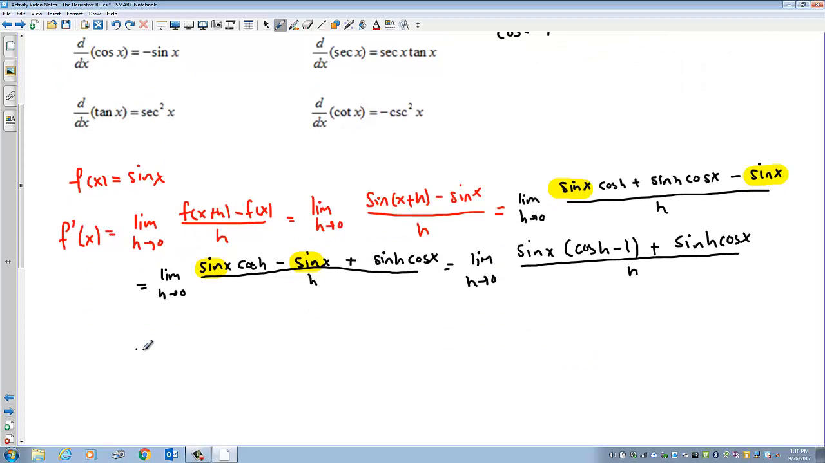And so things are becoming clearer to me. They're probably a little less clear to you, but you'll see kind of what happens in the end. So I just factored out that sine of x from the first two terms. And then I'm going to give this h to each of these two terms. Since you're adding, I can give them to each of them.